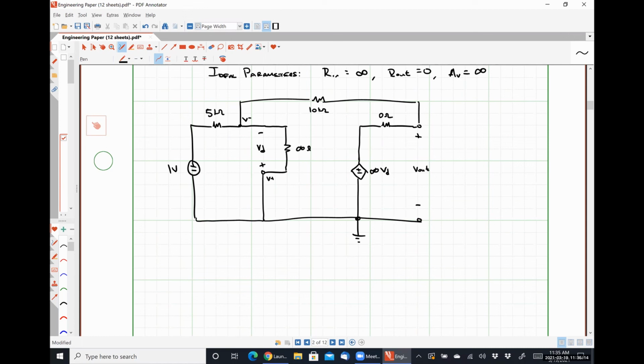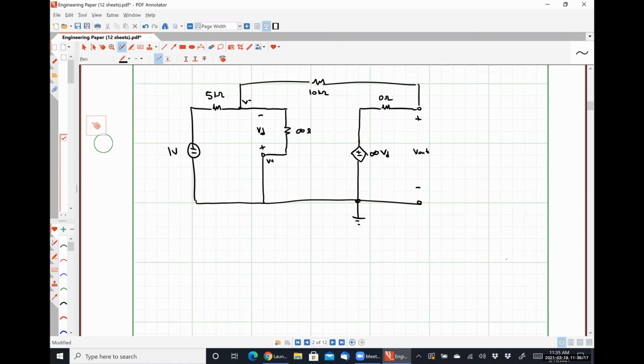So if I apply Kirchhoff's voltage law at my inverting input, I get V minus 1 volt over 5 kilo ohms plus V minus V out over 10 kilo ohms is equal to 0. So this leads me to an important observation.